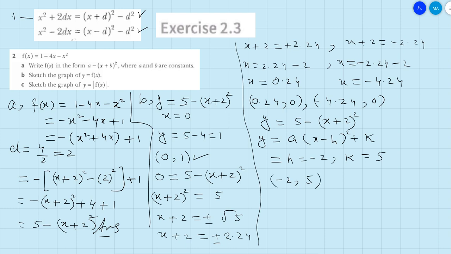Okay, and clearly this is the maximum point, because the coefficient of the square term, that is a, is negative. Kindly remember exercise 2.2: if a is less than 0, then it should be a maximum point. Now after this we have to plot the graph or sketch the graph.